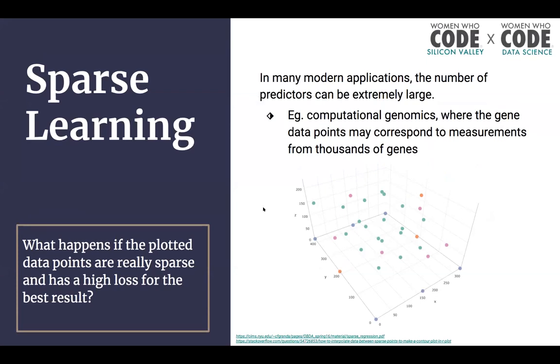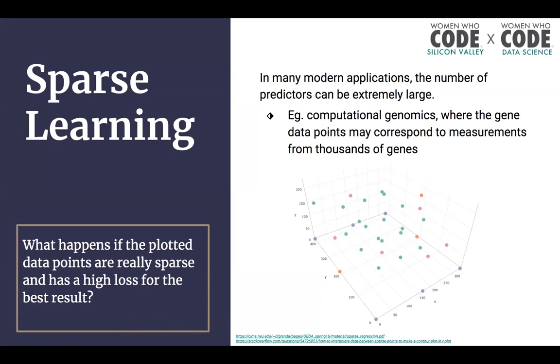But what if the data set is sparse? What happens if the plotted data points are really sparse and have a high loss even for the best result? What do we do in that case? Say that I have a 3-dimensional space with x, y, and z values, and say y is the value I want to predict. And these are the data points I have. From quick visual inspection, I can't think of a single line that will fit all these data points. So what do we do if that happens?